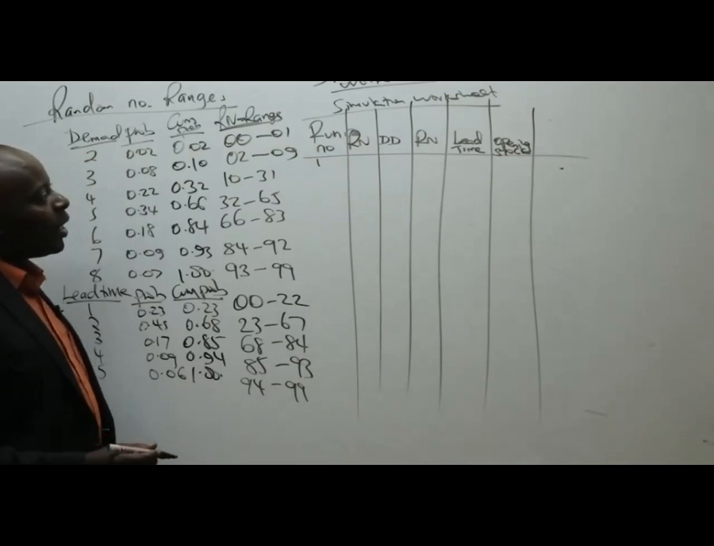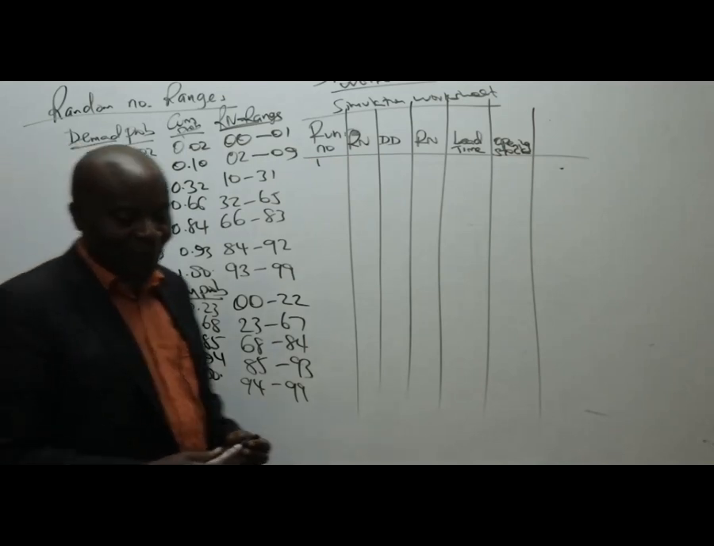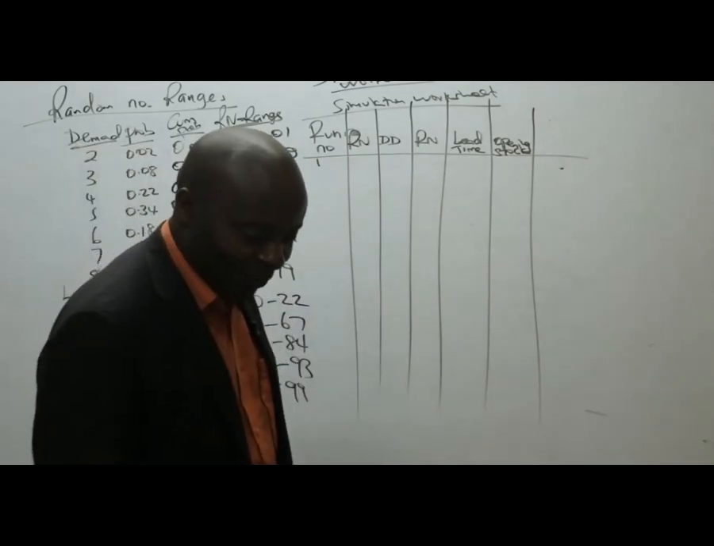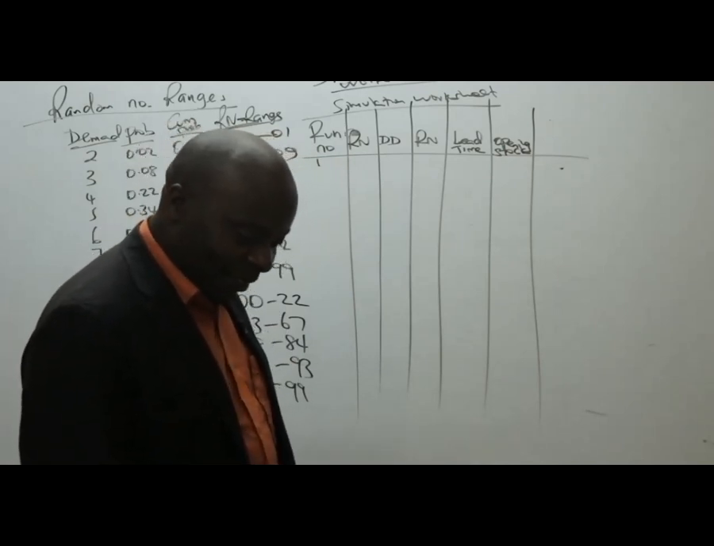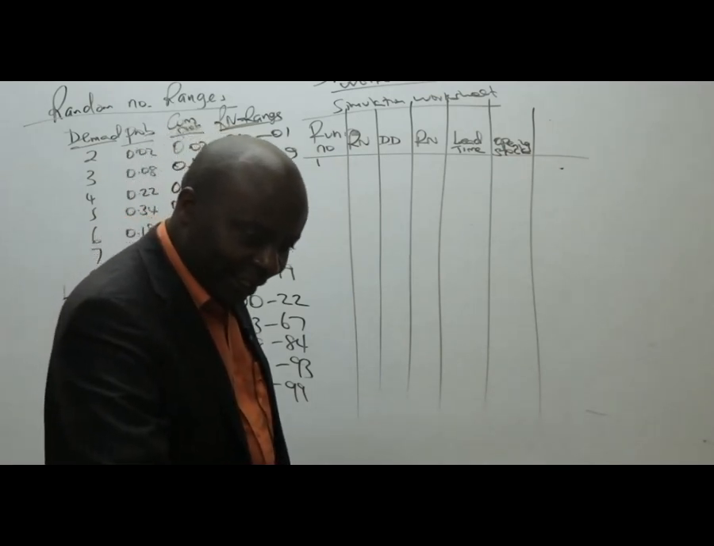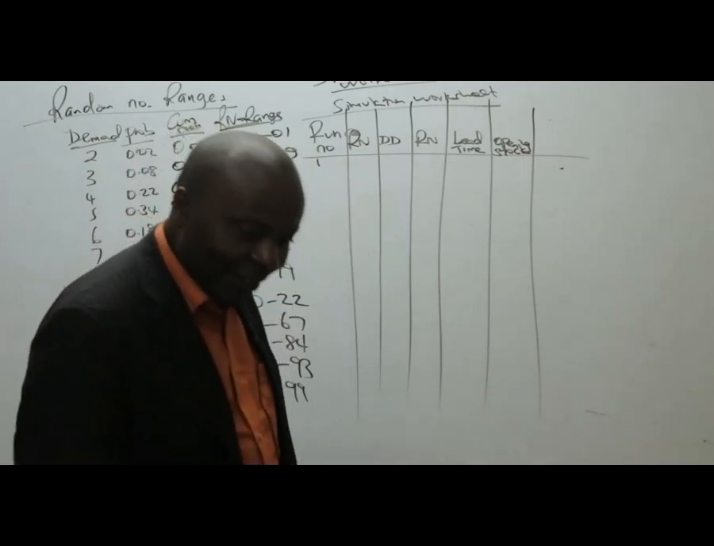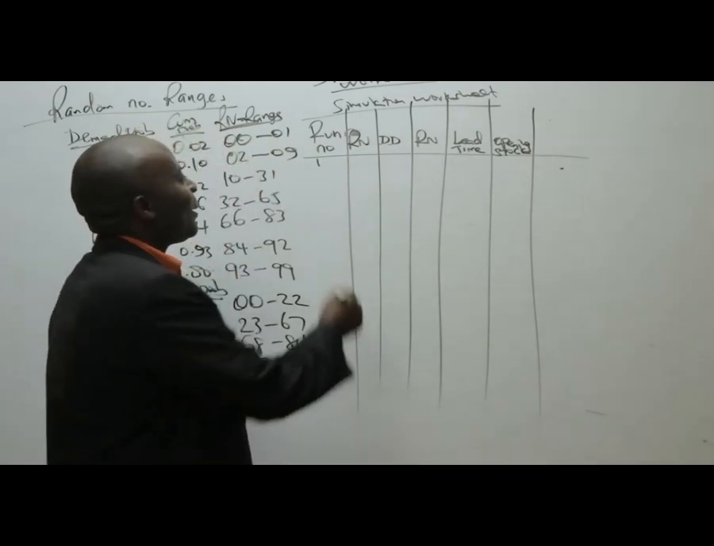So run number 1, are you able to see the first random number that the examiner has given us there? Is there anybody who is able to see the random number? The first random number is 30. I'm told it's 30, is it 30? 50. The first random number is 50.